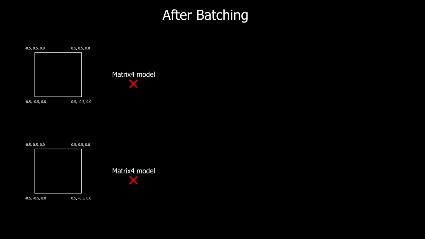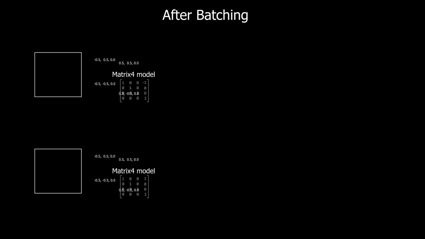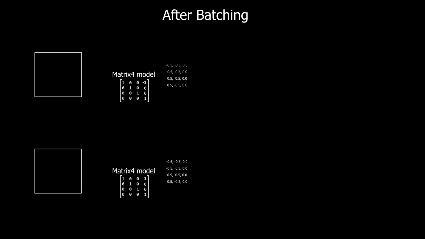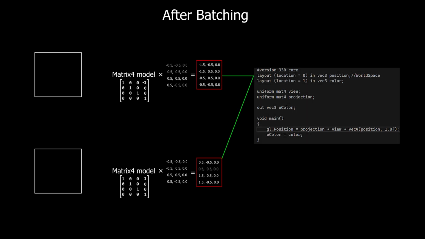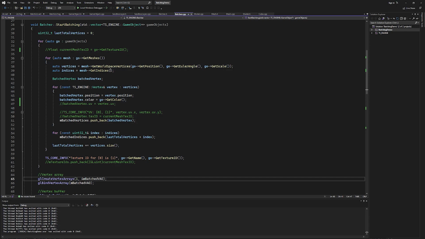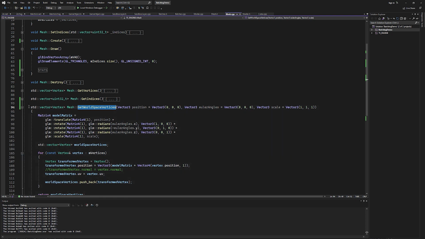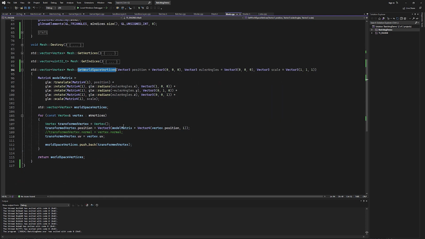What can we do to handle this? Well, we can do the model space to world space conversion on the CPU side itself and then pass that as the vertex position to the shader. I have this get world space vertices function, which takes the game object's position, Euler angle, and scale. It converts the vertices from model space to world space and returns the world space vertices.